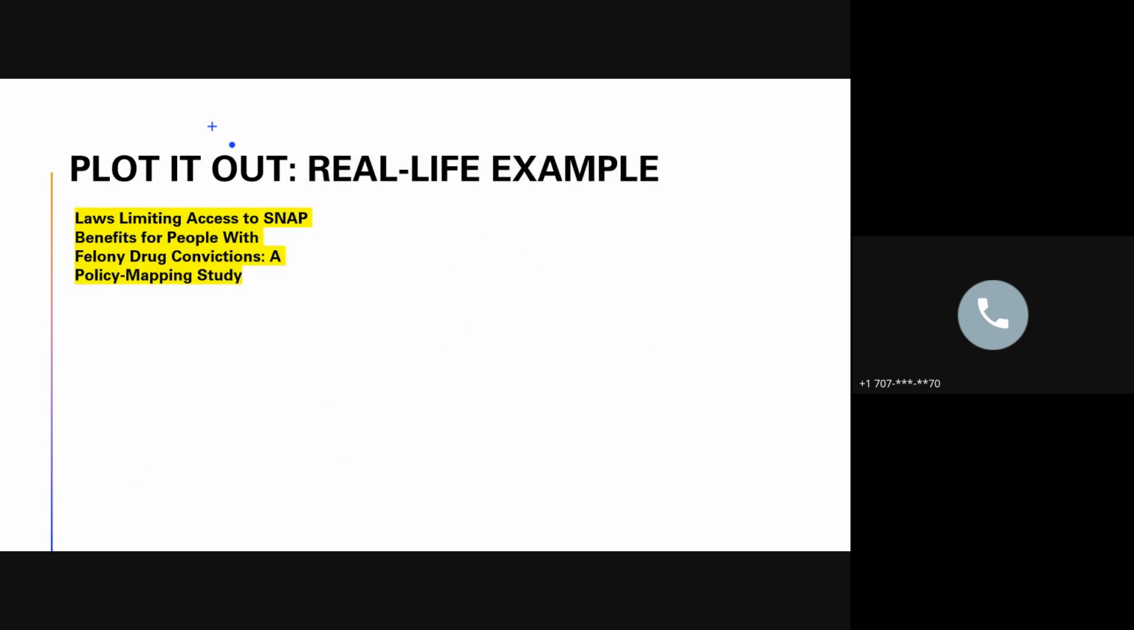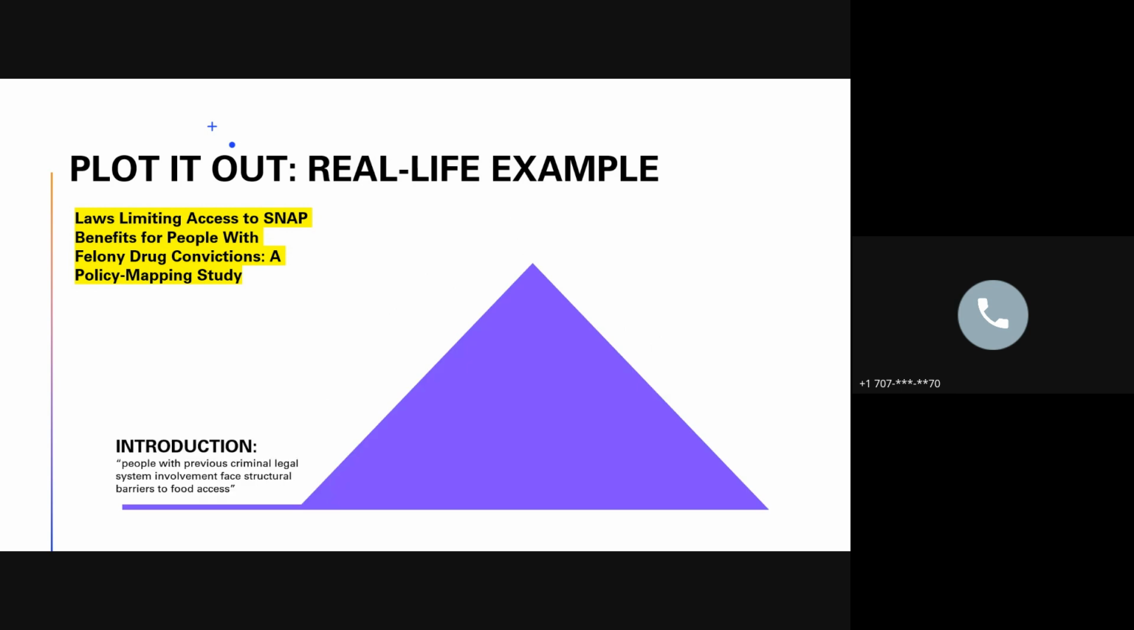So let's look at a couple of examples. They had to be examples that I could understand, so one is about public health and one is about AI. In this example, the article is called Laws Limiting Access to SNAP Benefits for People with Felony Drug Convictions, a Policy Mapping Study. We've got our narrative arc.